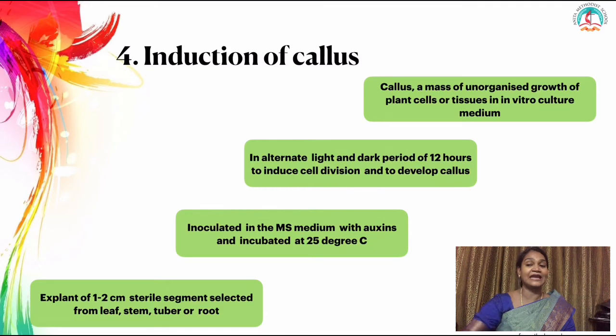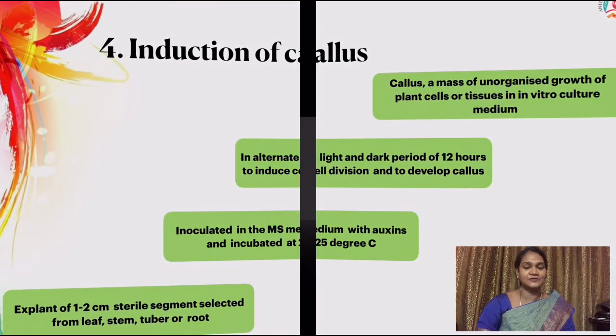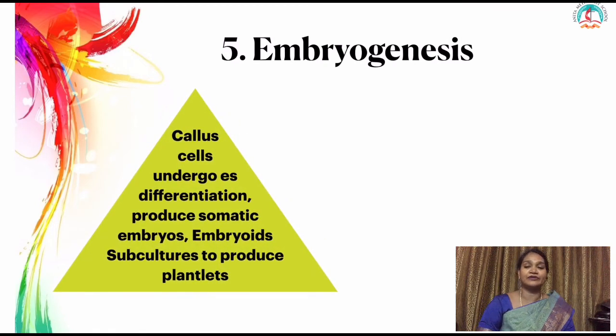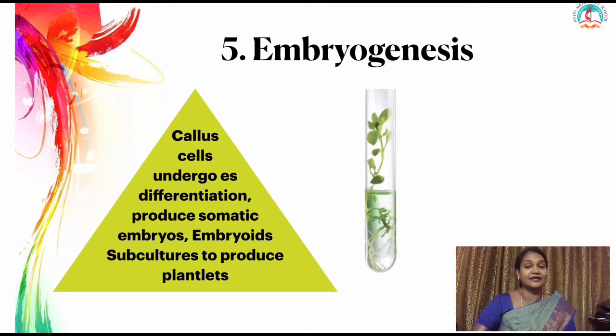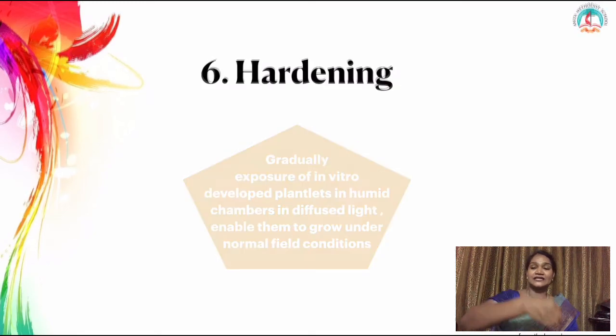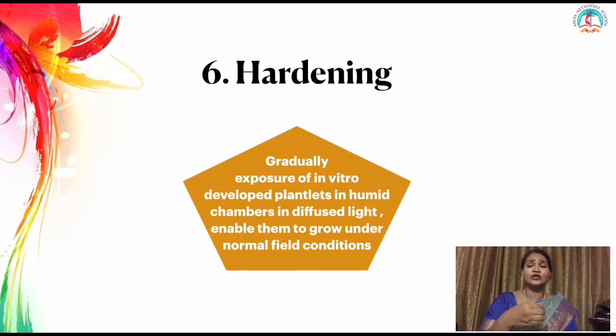The fifth technique is embryogenesis. Here, the callus cells undergo differentiation which produces somatic embryos. The embryoids are cultured again to produce plantlets, small plants inside test tubes like this. Finally, hardening. What happens in hardening? Gradually, the in vitro developed plantlets are taken from the test tube and passed to the next stage, where they are kept in humid chambers and diffuse light, which enables them to grow in the hardened surface, maybe the normal field conditions also.